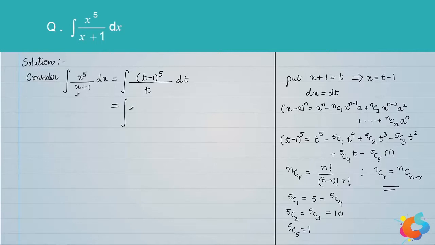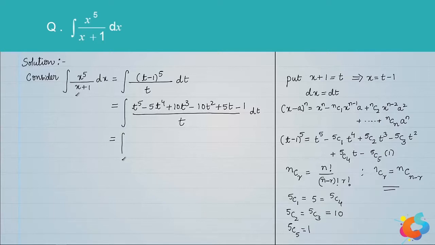So the given problem reduces to the integral of t to the power of 5 minus 5 t power 4 plus 10 t cube minus 10 t square plus 5t minus 1, whole divided by t. We'll integrate the whole thing with respect to t.